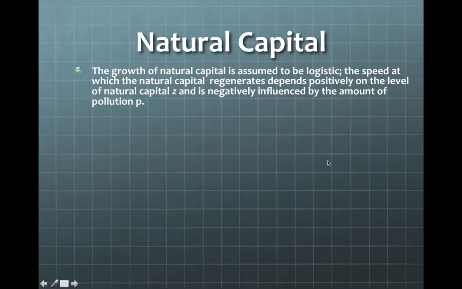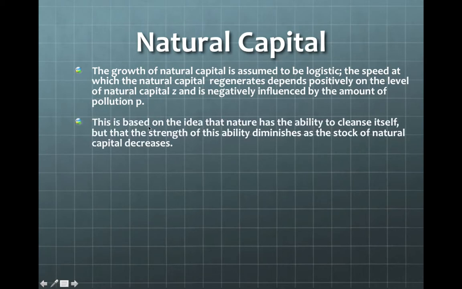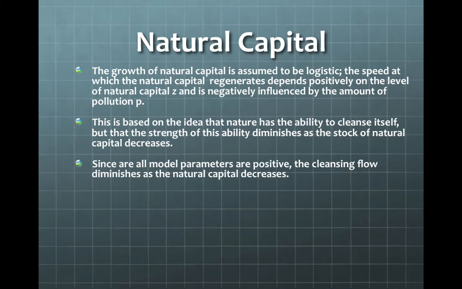So let me summarize this in words. First, the growth of natural capital is logistic. And the speed at which the natural capital regenerates depends positively on the level of natural capital and is negatively influenced by the amount of pollution. This is based on the idea that nature has the ability to cleanse itself, but the strength of this ability diminishes as the stock of natural capital decreases. Since all the model parameters are positive, the cleansing flow diminishes as the natural capital decreases.